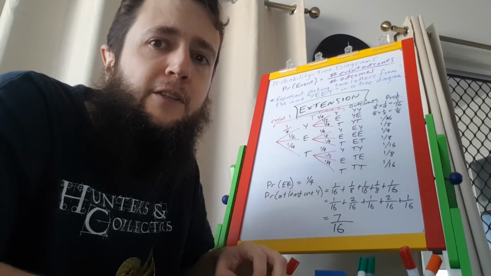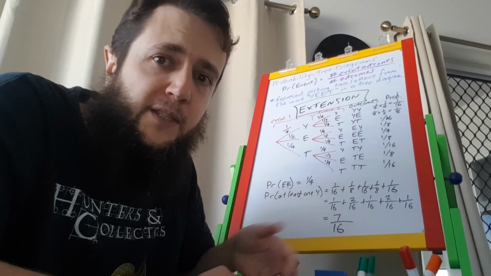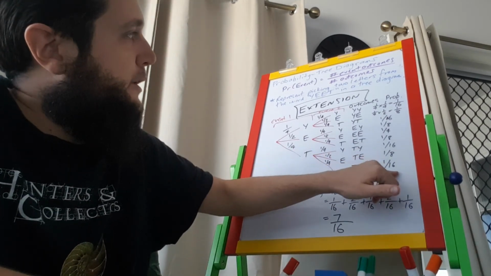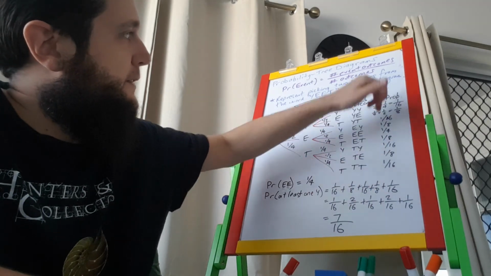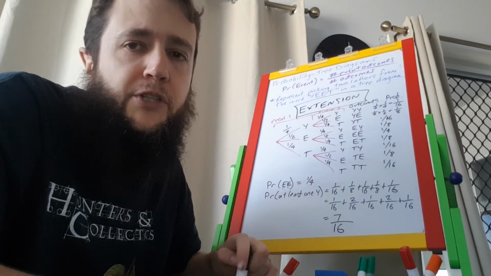So anyway, that's a little bit of extension content. So that's the next step up from this lesson, is you put probabilities on the branches, then you multiply the probabilities together to get the probability of any particular outcome. A lot more flexible, and you can use it in a lot more situations.